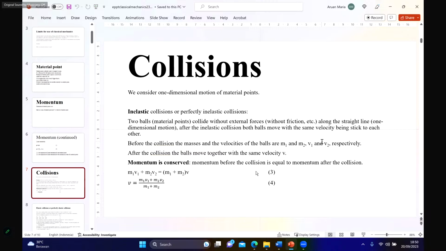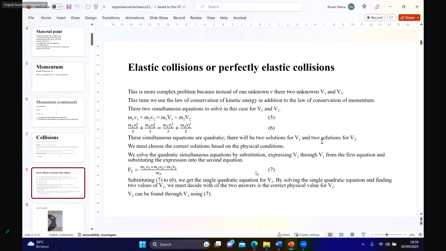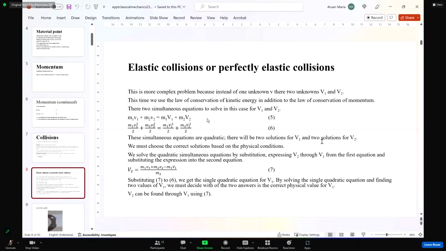Here, m1 is the mass of the first body, m2 is the mass of the second body, v1 is the initial velocity of the first body, and v2 is the initial velocity of the second body, and then they move together with velocity v. That's what we have done last week. I hope you remember.